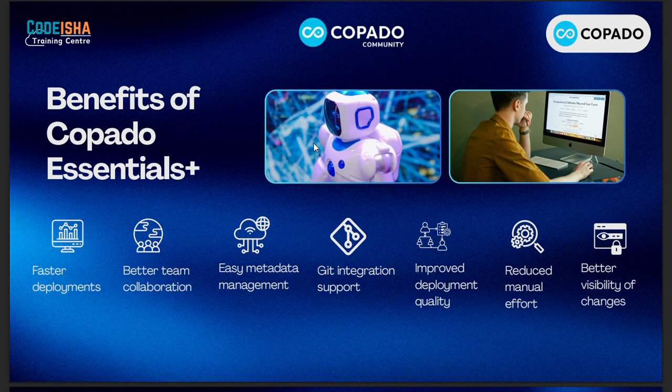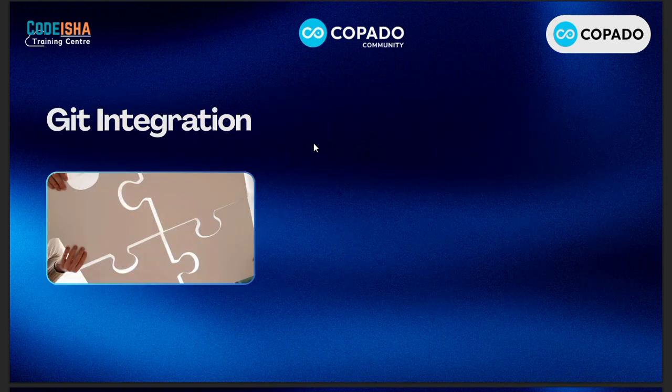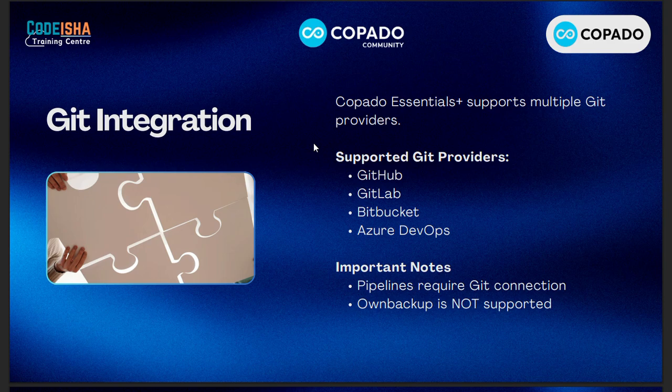And here is the Git integration. Copado supports multiple Git providers, so here is a list: GitHub, GitLab, Bitbucket, and also Azure DevOps. When we are using Git integrations, here are the key points. Pipelines require a Git connection. It is mandatory to connect with Git, and it does not support your own backup. So when you are working with the integrations, it won't support any manual backup. We must connect with the Git connection.